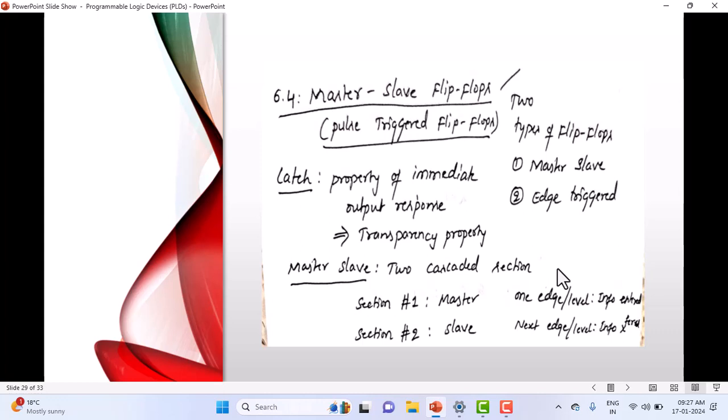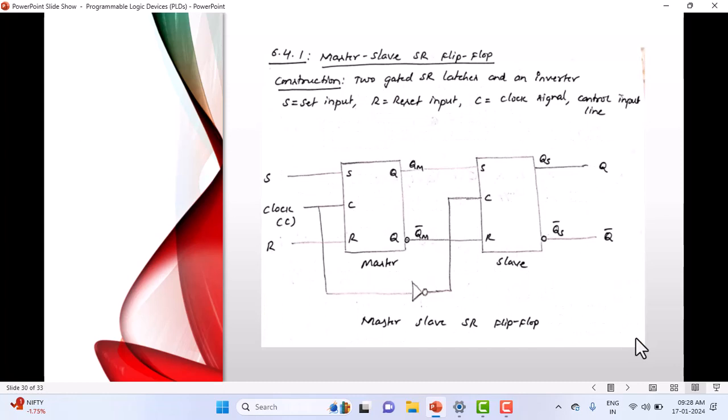These are basics. Please go through that. There are 2 sections: master section and slave section. At one edge or one level, when enable is equal to 1, you may get some information, and some information will be estimated, and the next time when you make enable, that information will be transmitted. Understand here? So this is the circuit for master slave JK flip flop, master slave SR flip flop, not JK.